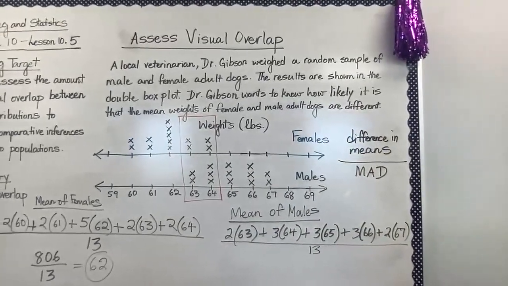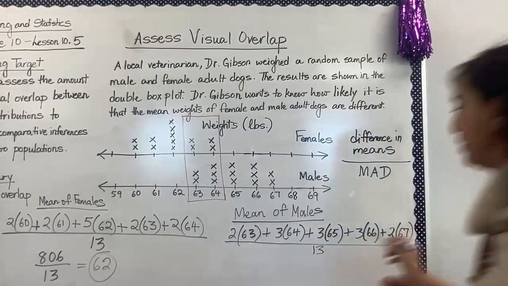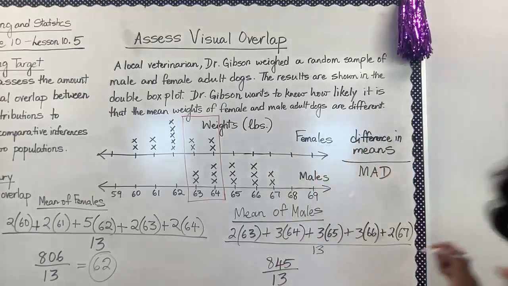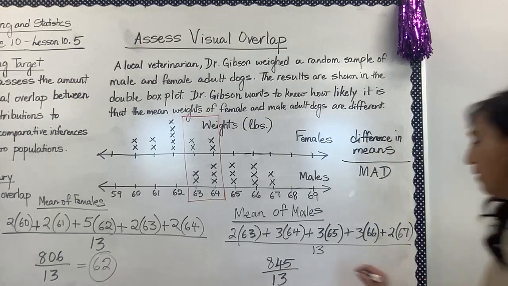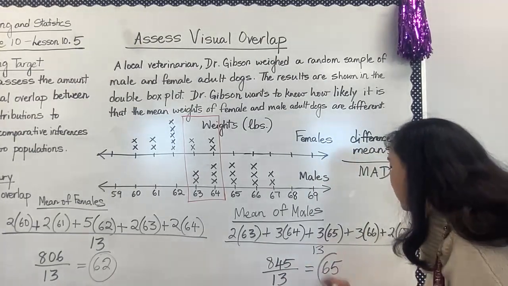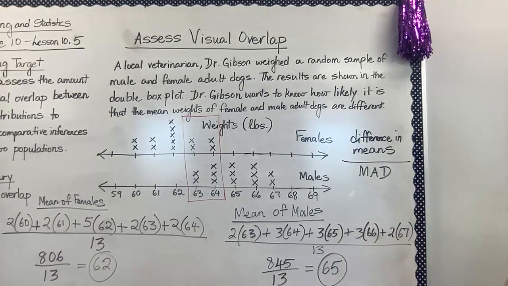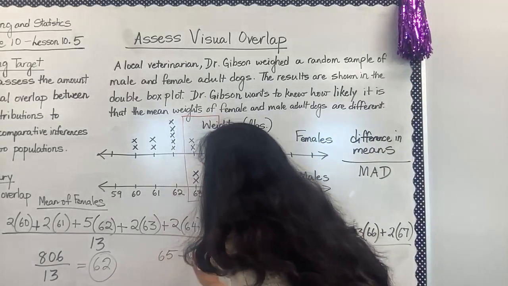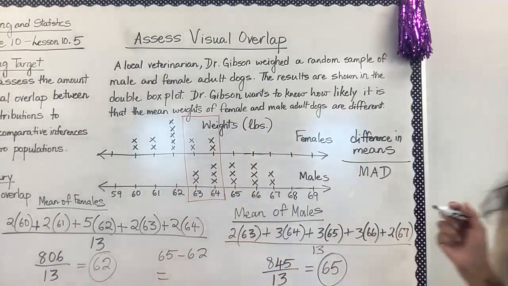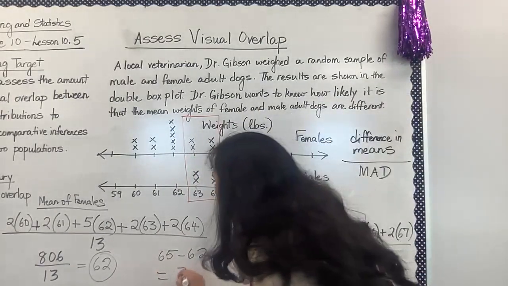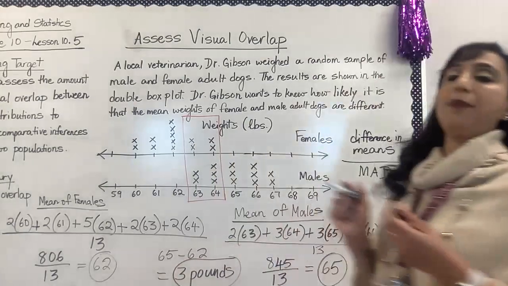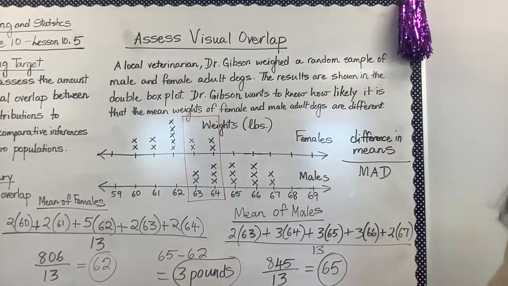When I do the calculation, I get 845 divided by 13. And so for males, I get a mean of 65. So the mean weights for males and females differ by how much? This is 65, this is 62. If I do 65 minus 62, it is going to differ by 3 pounds. The difference is 3 pounds.